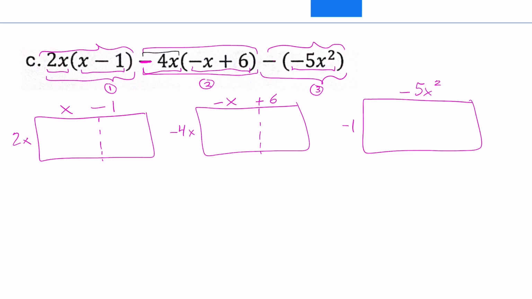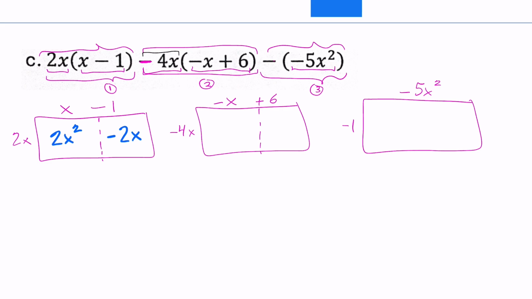Okay, so now I'm just filling in these boxes here. So I have here two groups of x by x, so that's 2x squared. Then I have one group, or negative 1, so I have one group of 2x, which is 2x, and then you flip the sign, so you negate it, so it's negative 2x.